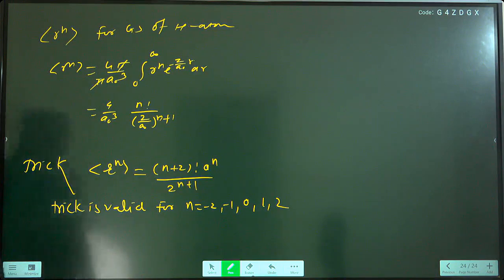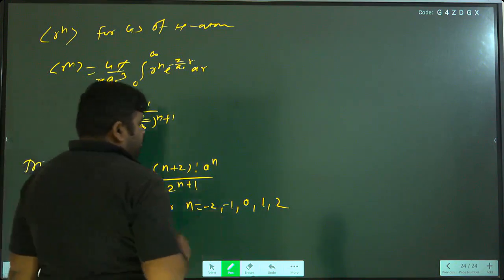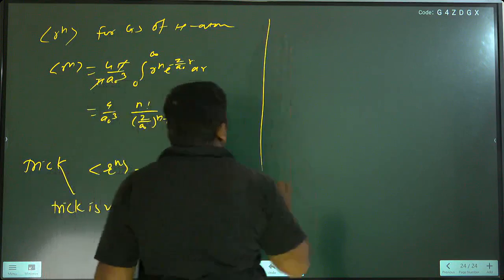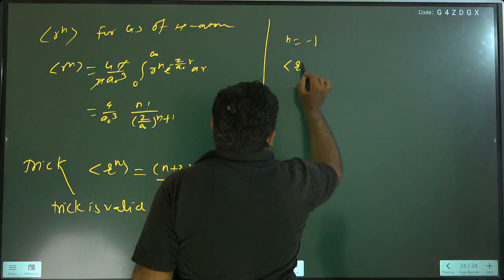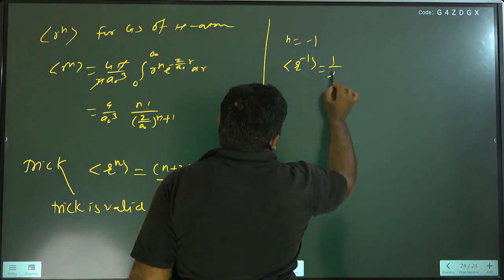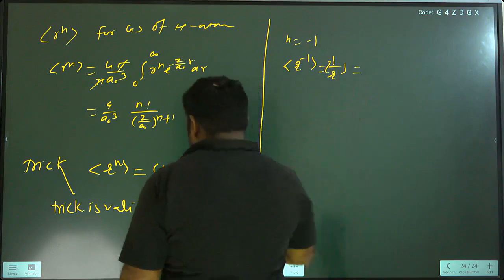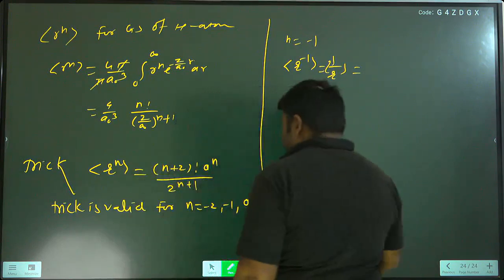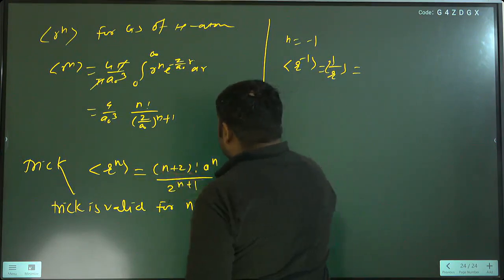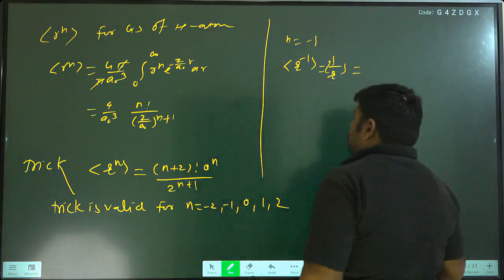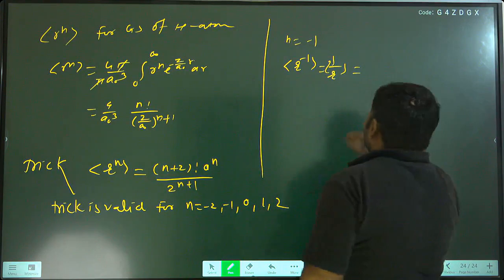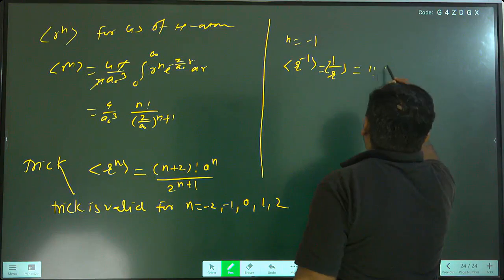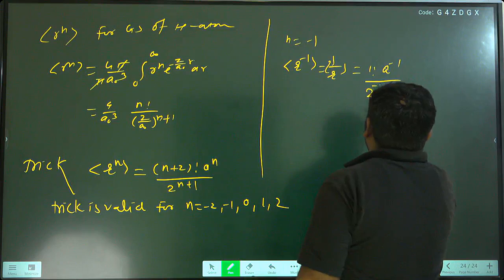Suppose we can substitute n is equal to minus 1. Then r to the power minus 1 means 1 upon r is equal to how much? n is replaced by minus 1. Minus 1 put करिए. Minus 1 plus 2, 1 means 1 factorial, a to the power n, n is equal to minus 1. So 1 factorial a to the power minus 1 upon 2 to the power minus 1 plus 1.